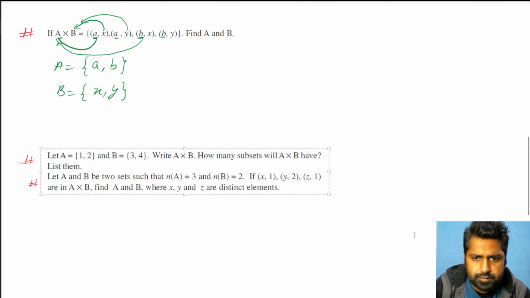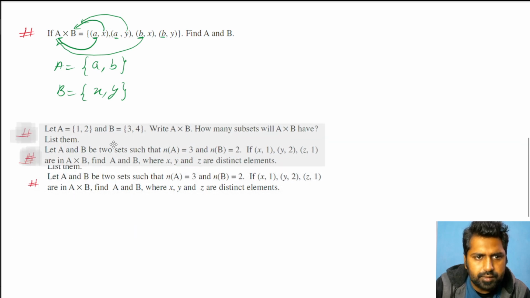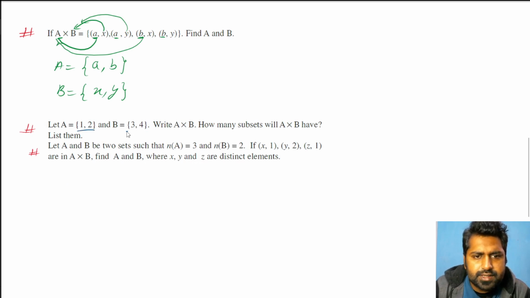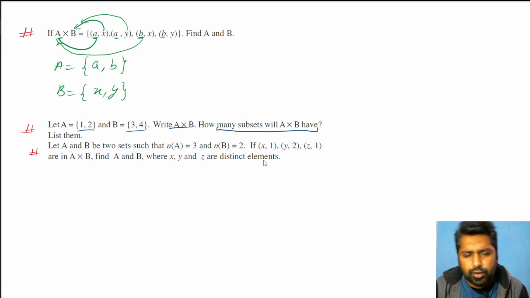Next example. Let's slightly move this. He's saying A is 1, 2, B is 3, 4. He's saying write A cross B. So I'm not writing this, you can easily write this. Then he's saying how many subsets of A cross B will we have? How many subsets will A cross B have? You can actually write A cross B.